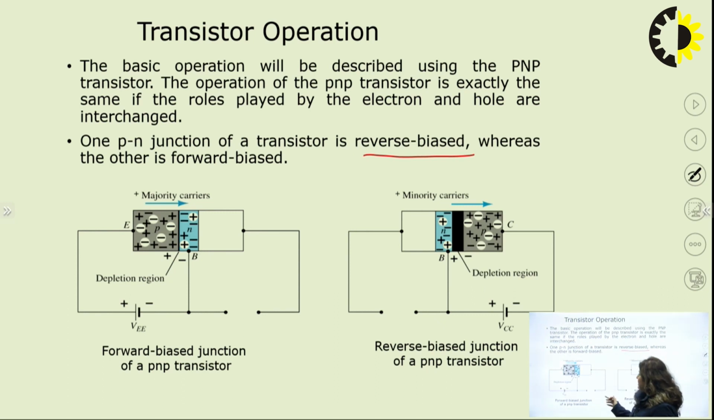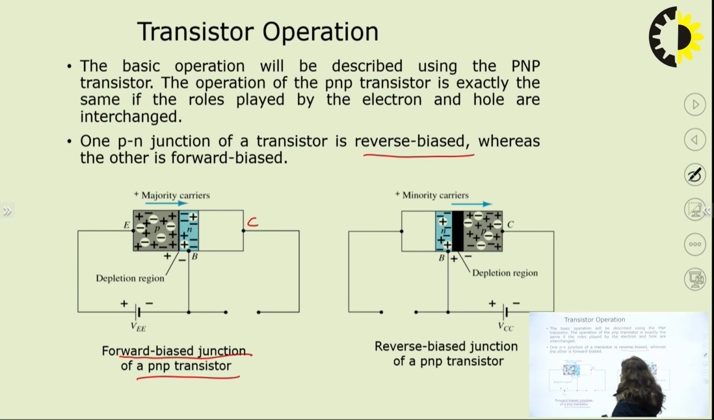So, in the figure we can see that this is emitter, this is base, this is collector. So, this is P and N type of transistor. Here what we have done, we have provided a positive voltage to P side and negative voltage to N side. Similarly, we have not given any biasing to the collector and base portion. So, forward biased junction of a PNP transistor.